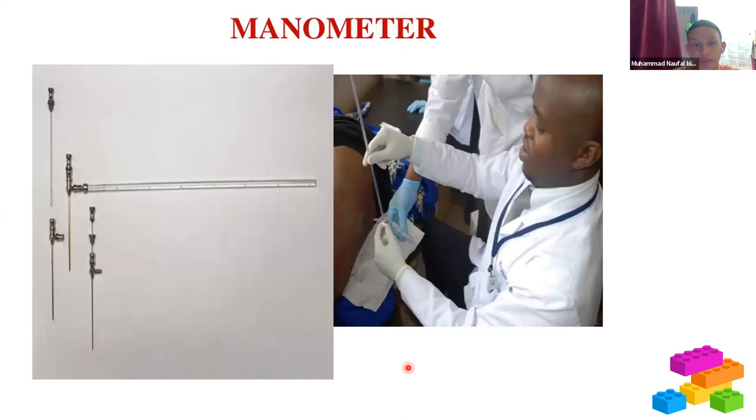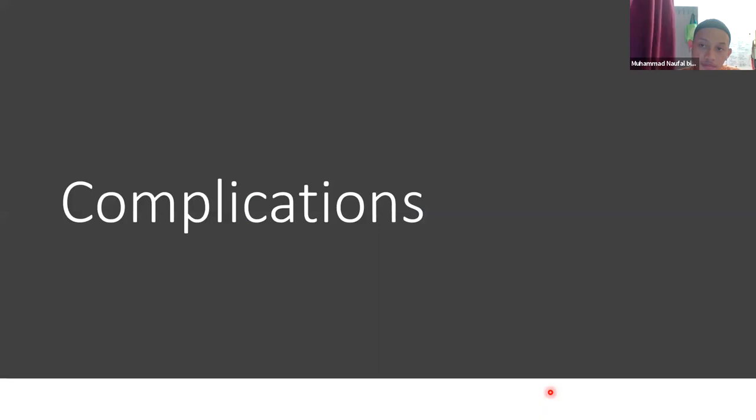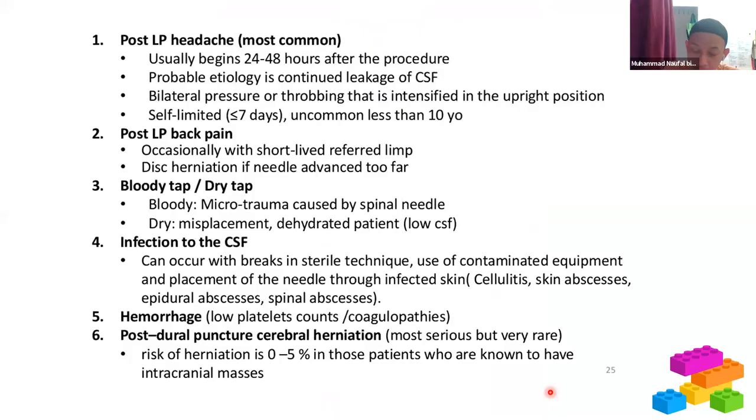This is the picture of the manometer and how to check the pressure. Okay, next. This is the summary of the steps for the spinal puncture or lumbar puncture that I have said earlier. Okay, next. Now, for complications.